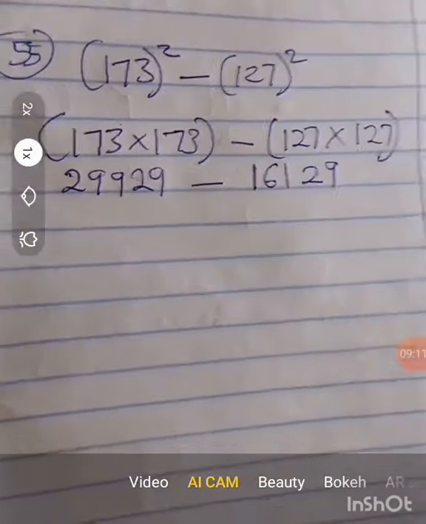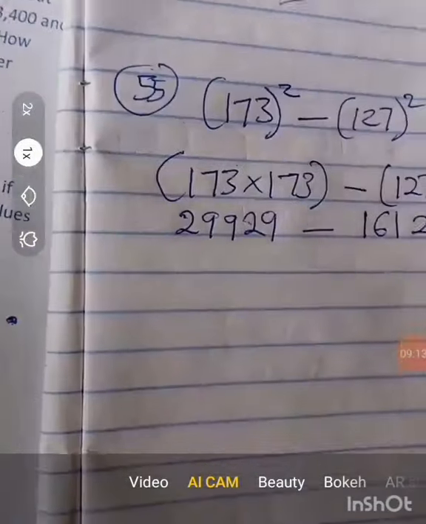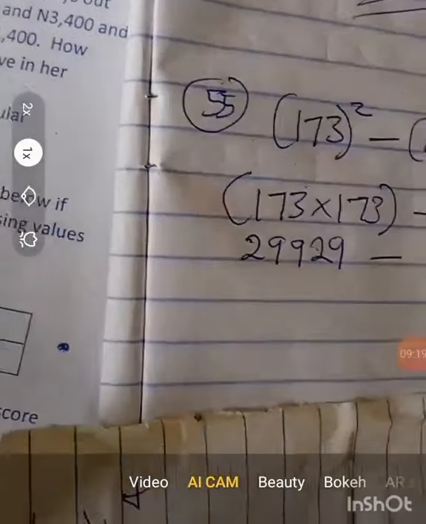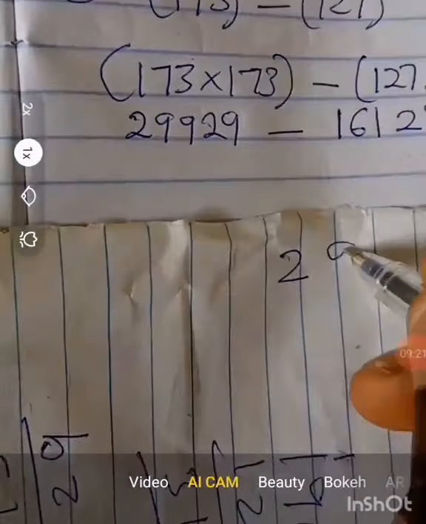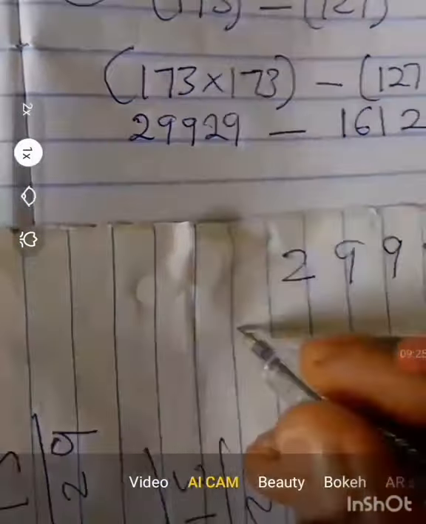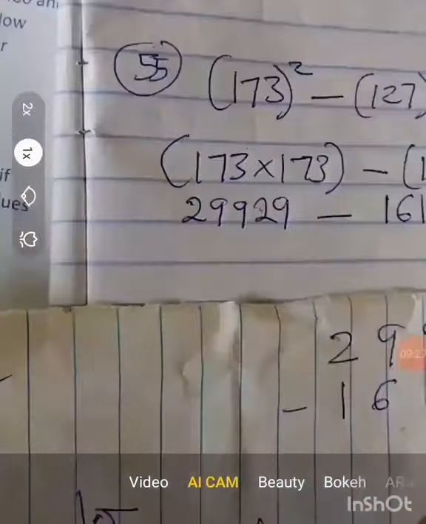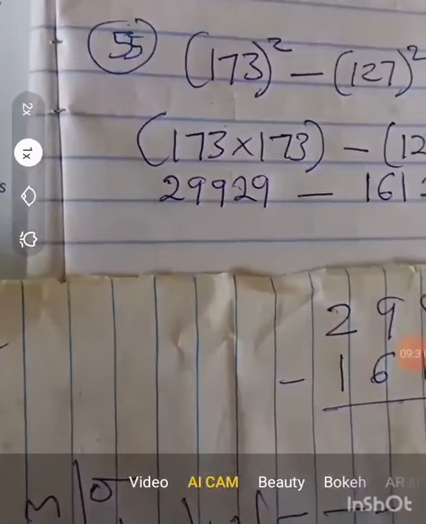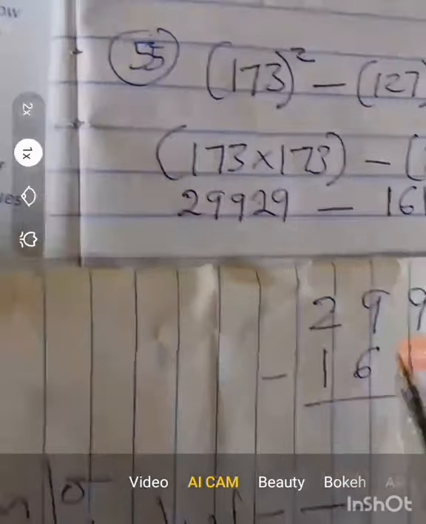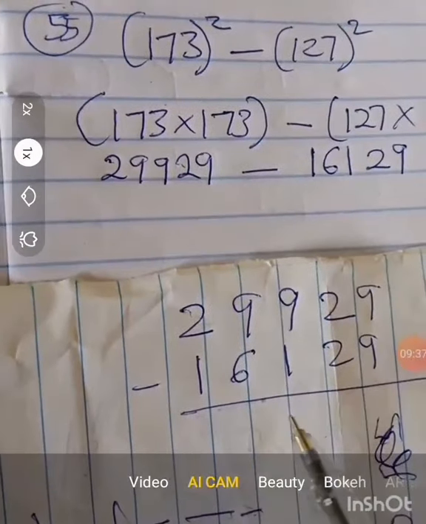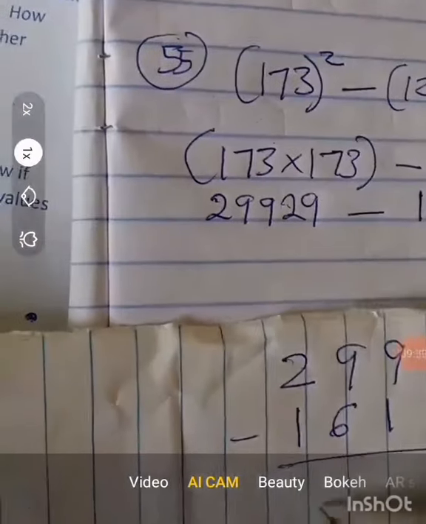So we are almost done. The next thing is just to do a subtraction. So let's use here to subtract. 29929 minus 16129. So we can subtract from there.